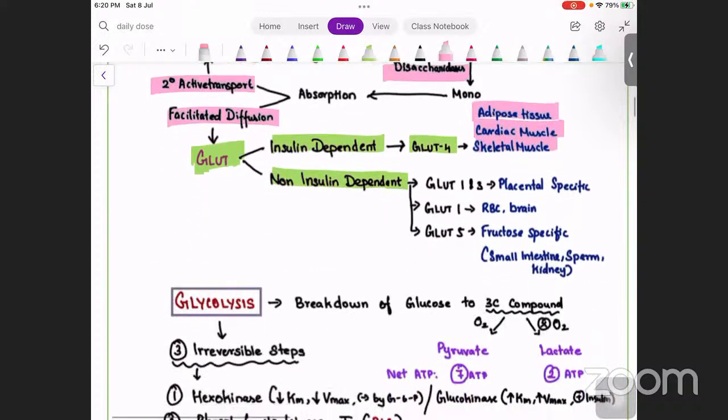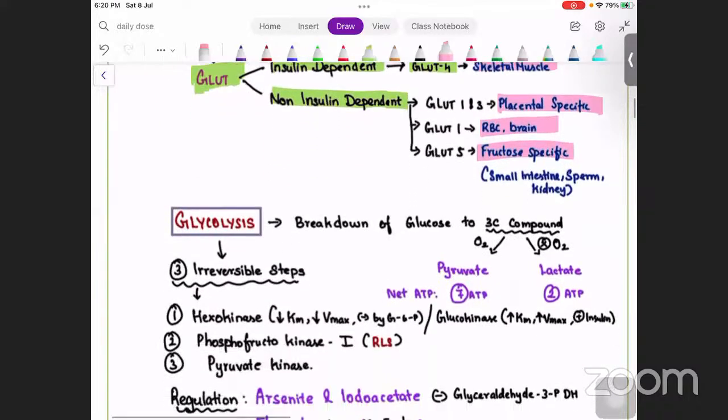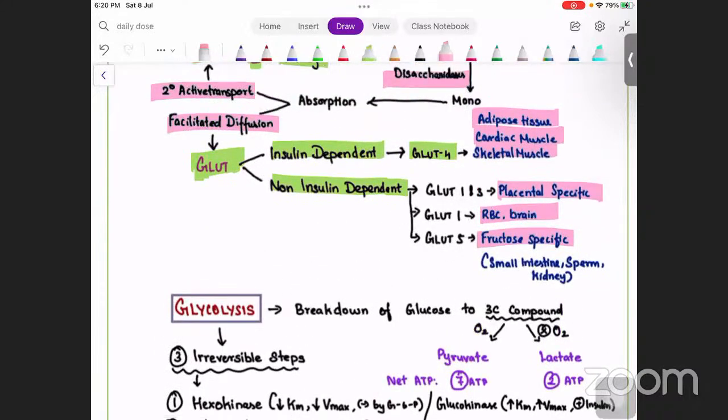The non-insulin dependent ones are GLUT1 and 3, which is placental specific; GLUT1, which is present in RBC and brain; and GLUT5, which is fructose specific, where you may see it in the small intestine, sperm, and kidney. This is how glucose is absorbed via two mechanisms: secondary active transport and facilitated diffusion. Facilitated diffusion is mediated by GLUT, of two types: insulin dependent and non-insulin dependent. The insulin dependent one is GLUT4, in adipose tissue, cardiac muscle, and skeletal muscle.